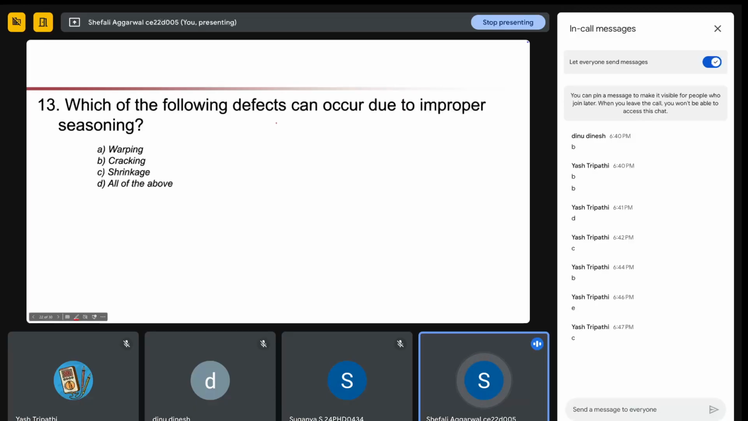Which of the following defects can occur due to improper seasoning? Warping, cracking, shrinkage, or all of the above? So D is correct. So if there is improper seasoning, that means you have a very high moisture content in your wood and it will lead to shrinkage, and shrinkage can further lead to warping and cracking. The answer is D.